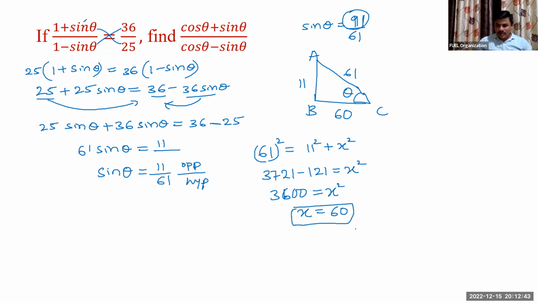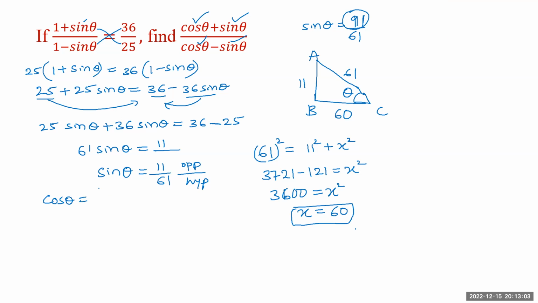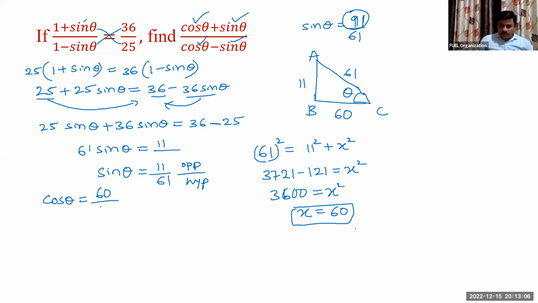Very good. Right answer. Now, all the three sides of the triangle we know. So easily you can find out cos theta and sine theta. Just do addition and subtraction. You will get the answer. So cos theta, how much you will get? Cos theta is equal to 60 by 61. Very good.